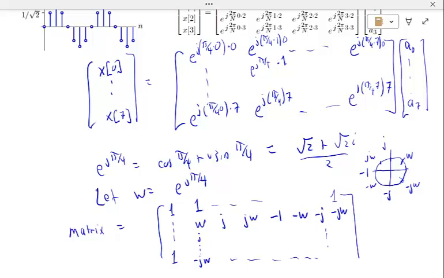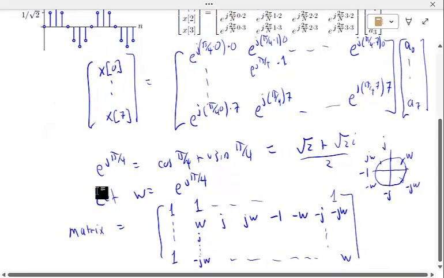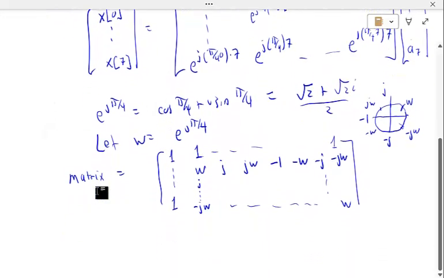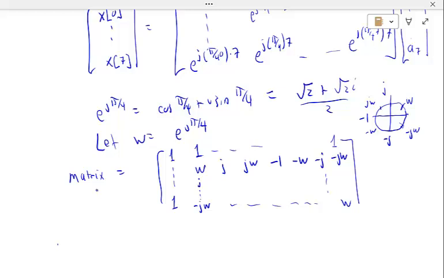This last one, minus jw to the 7th power. I believe the last one here is going to be w. You can try that and see. But I'm pretty sure that's what it is because you're going to be going around backwards. Right. So that's what the matrix is. Now I want to get the a's from the x's. So I want to get the inverse matrix.